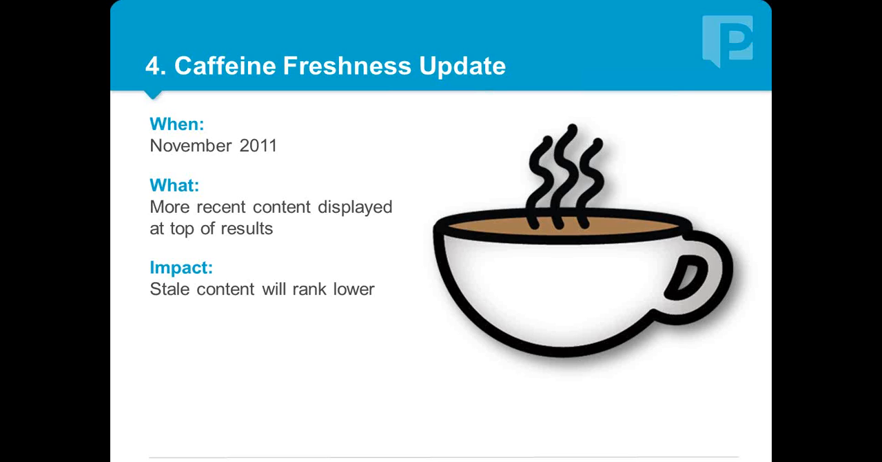The fourth major change from November of 2011 was around what was called Caffeine, which was the freshness update. At that time, they started to say that for news content, related content, if you were searching on a particular topic, let's say the Olympics, they were going to show you content that was related to the Olympics in 2012, not necessarily the Olympics from 1980, thinking that you would want to see the more recent content first. Clearly, as it relates to news, a public benefit.